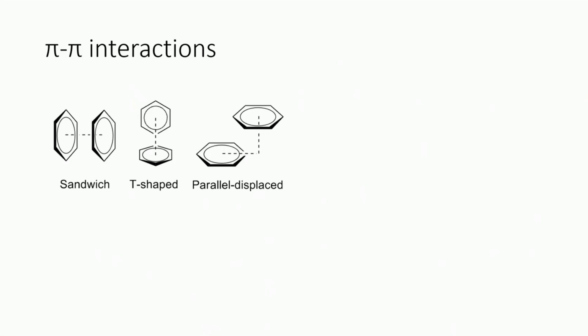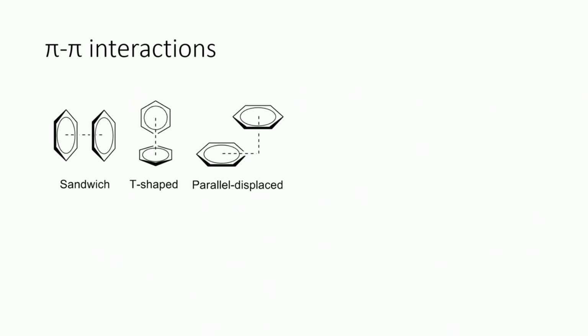The second strongest would be the T shape, where you can see there is a 90-degree angle between the two interacting benzenes, and the least strong interaction would be parallel displaced, which is the interaction between the two benzene rings in the displaced arrangement.